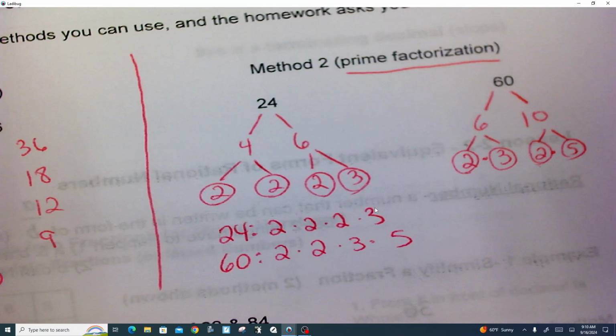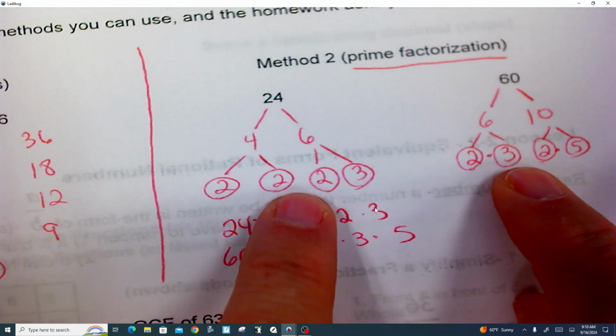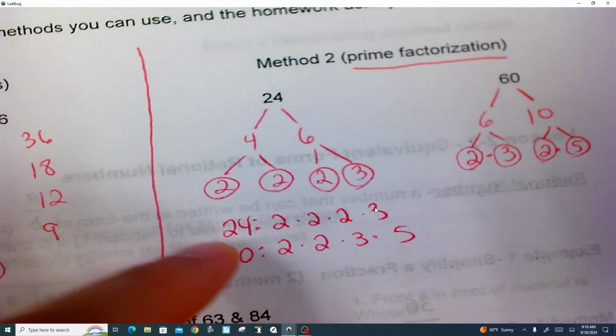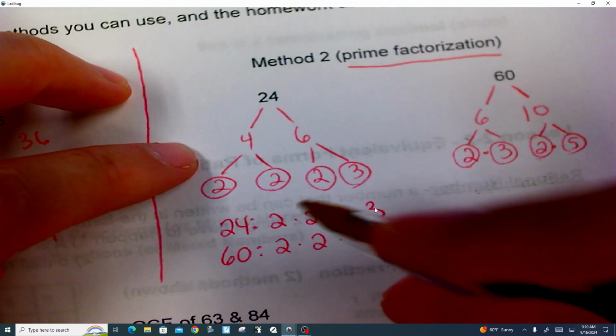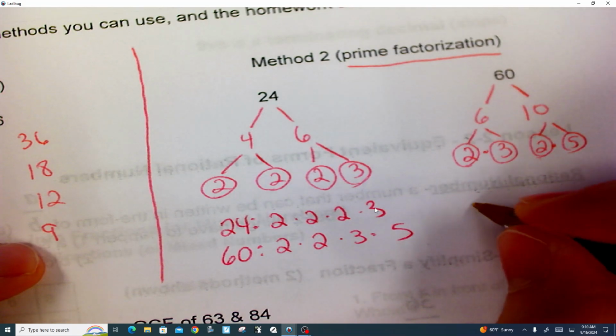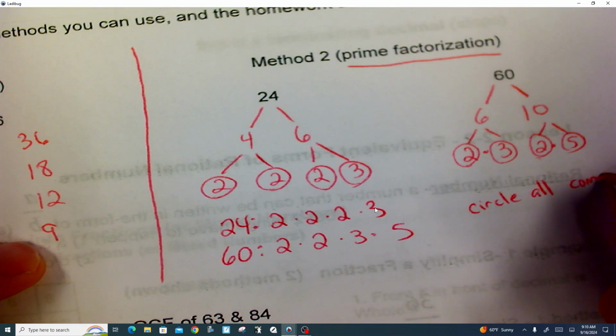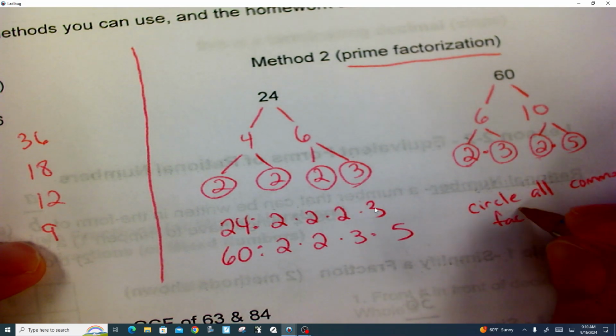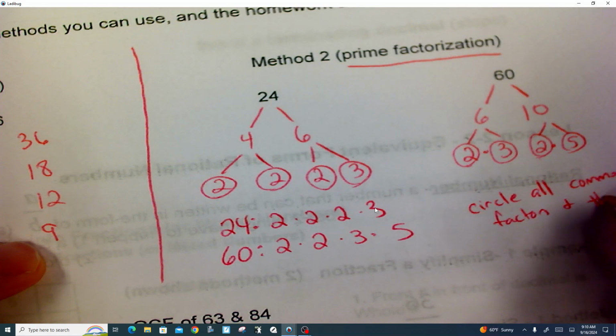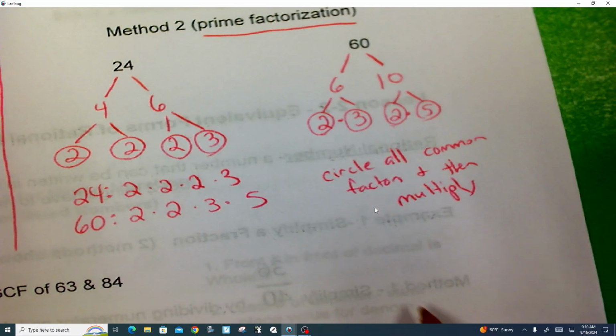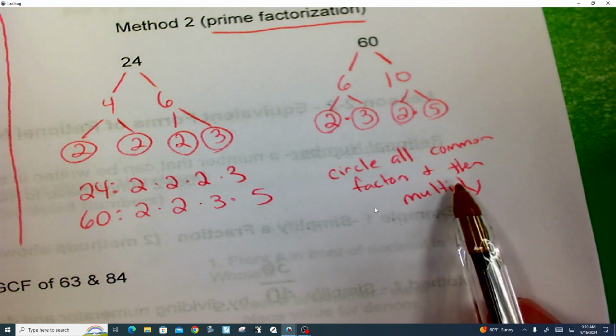So if you can get to the prime factorization using the factor trees and get them listed, then here's what is about to happen. You circle all common factors and then multiply, okay? So you're going to circle all common factors and then multiply.